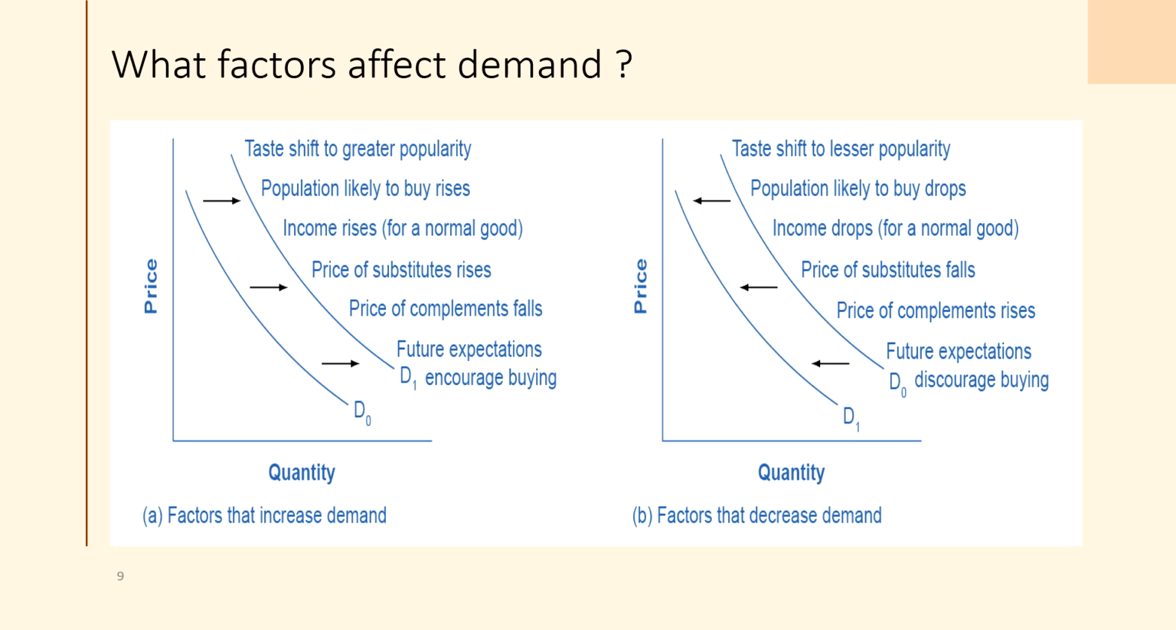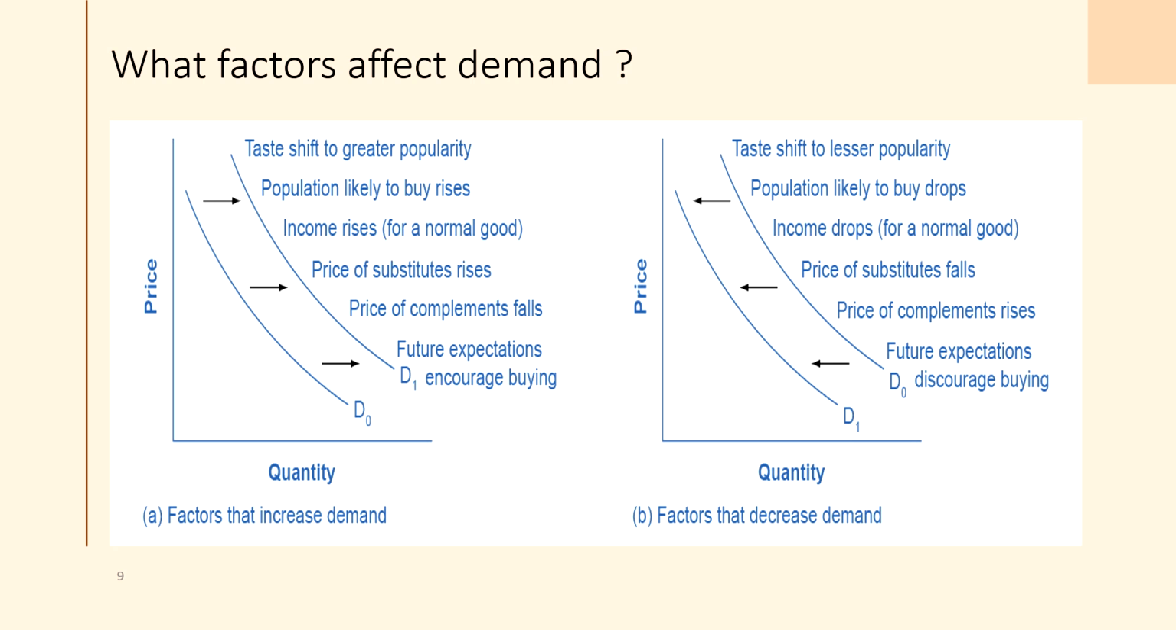Now, let's take a closer look at the factors that affect demand, and more importantly, how these factors cause the demand curve to shift. One important factor is taste and preference. If a product becomes more popular, for example, due to trends, advertising, or social influence, more people want to buy, so demand increases.